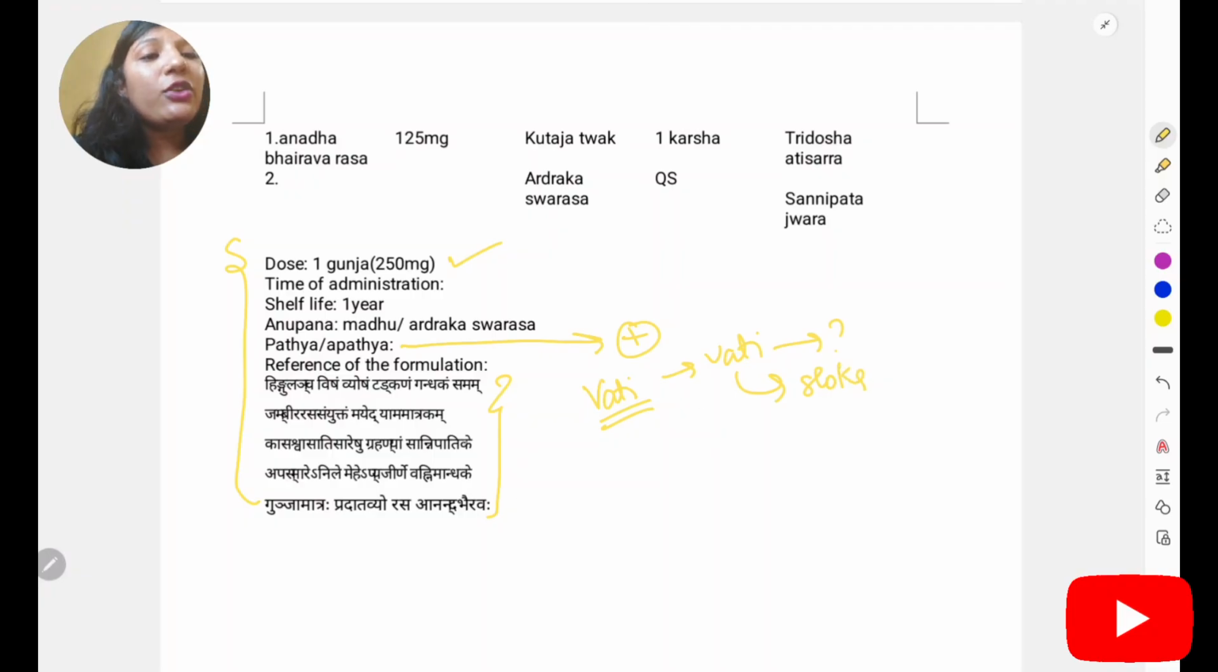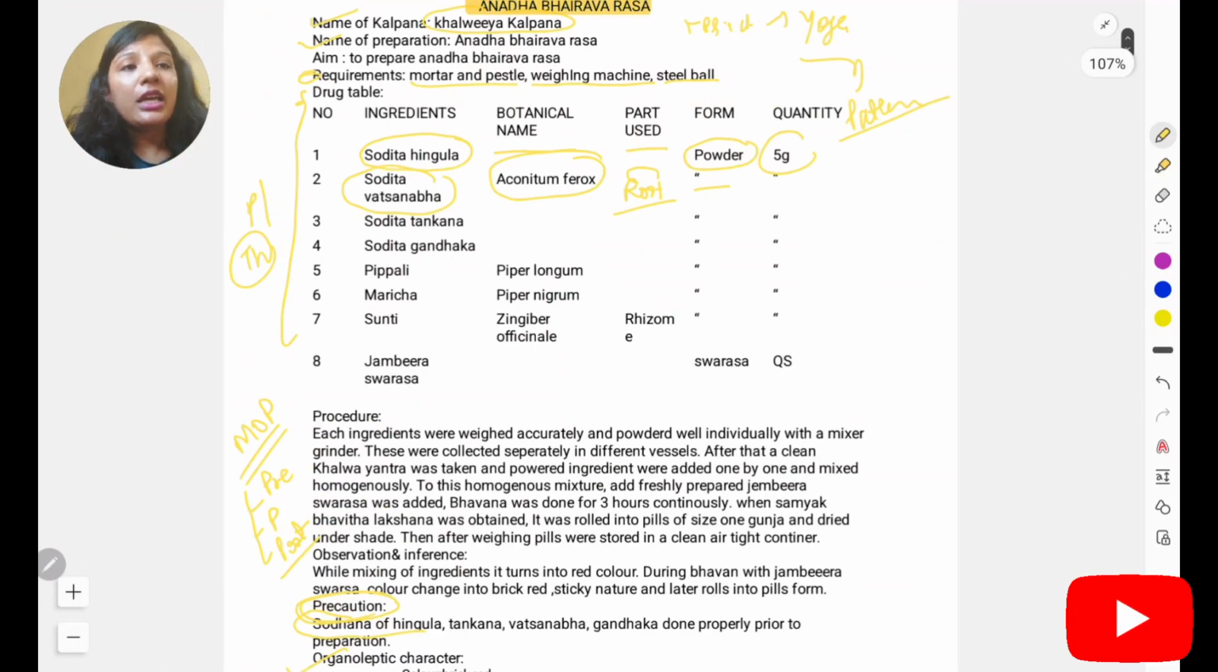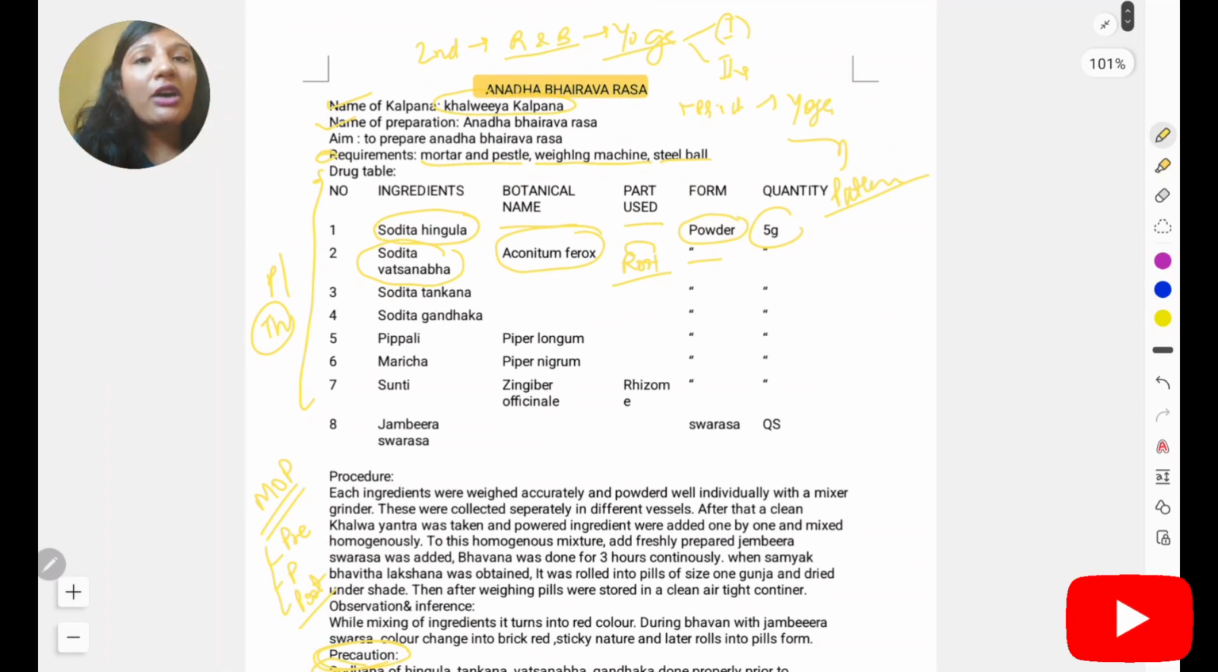Then after that you can write the reference for the yoga, and the reference for the yoga is: hingulascha visham vyosham tankanam gandhakam samam, jambira rasa samyuktam mardayet yama matrakam, kasha shvasa ati sareshu grahanyam sannipatike hi apasmare anile mehe api ajirne vahni mande ca gunja matram pradatavyam rasam Anand Bhairava Rasa. Like that you can write your reference.